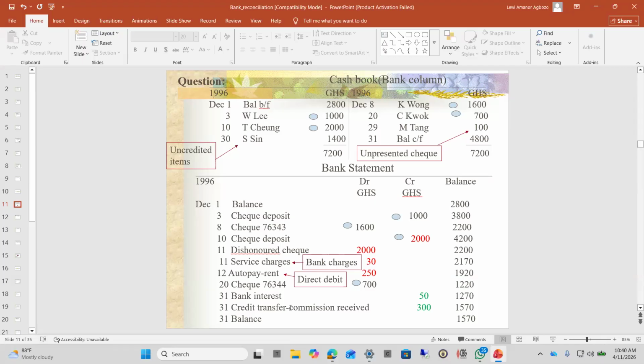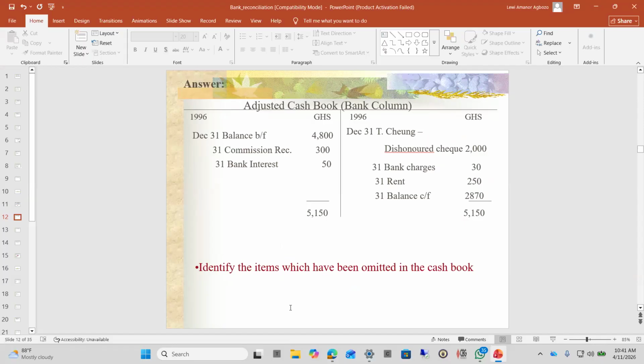When you say the bank has credited your account, what does it mean to you? It means that I have received that amount from the bank. Very good. Excellent. So the bank is telling us that we have received that amount. What should we do to our cash book? We debit it.